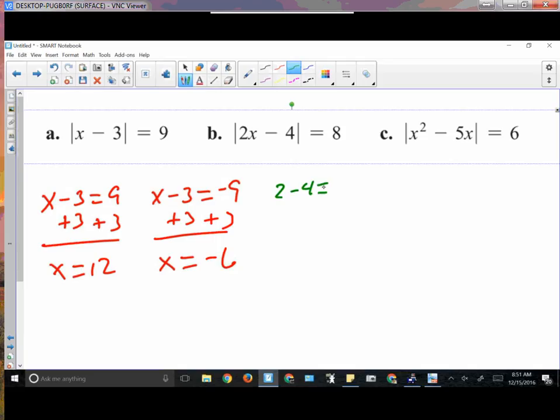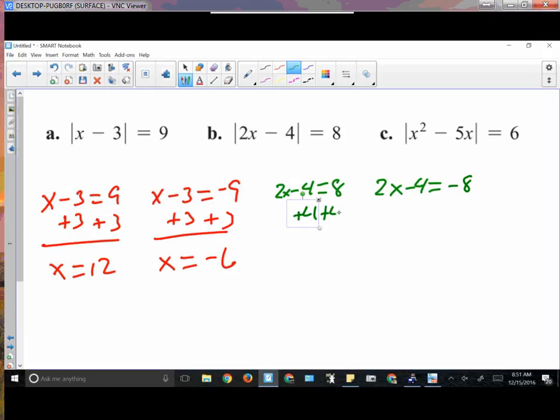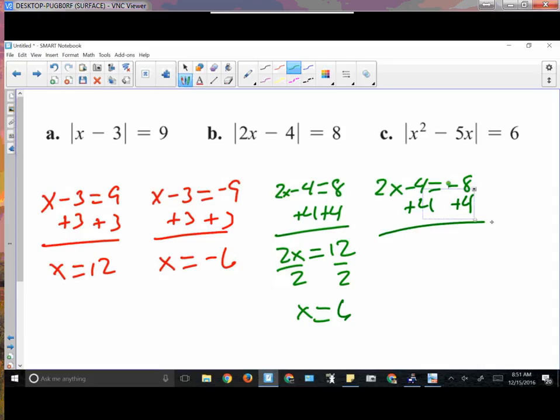2x minus 4 is equal to 8, or 2x minus 4 is equal to negative 8. Those are the two possibilities. Add 4, 2x is going to be equal to 12, divide by 2, x is equal to 6. Add 4, I sound like a broken record. Divide by 2, x is equal to negative 2. So those are the two values that would make that happen.